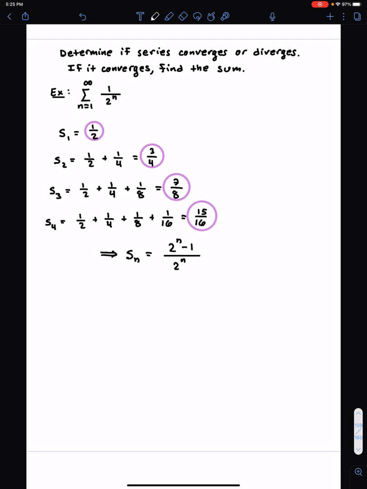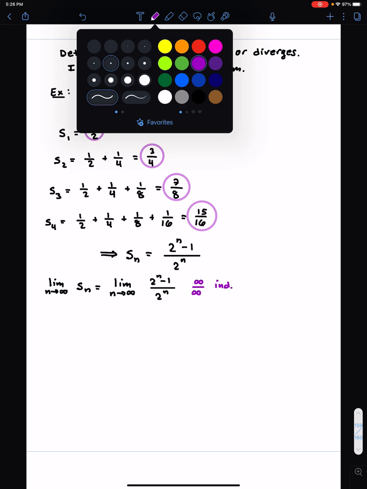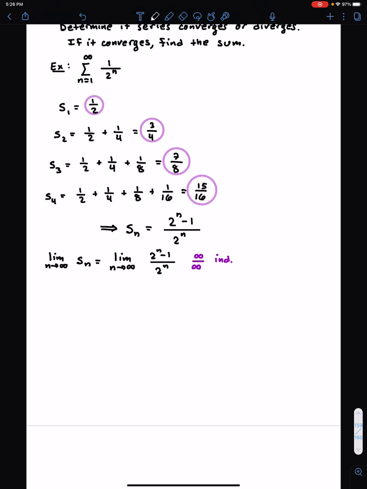So once I calculate the nth partial sum, I want to take the limit as n approaches infinity of the nth partial sum, which is the limit as n approaches infinity of 2 to the n minus 1 divided by 2 to the n. If I evaluate this limit, the numerator is infinity, the denominator is also infinity, which is an indeterminate form. So I'm going to use L'Hopital's rule.